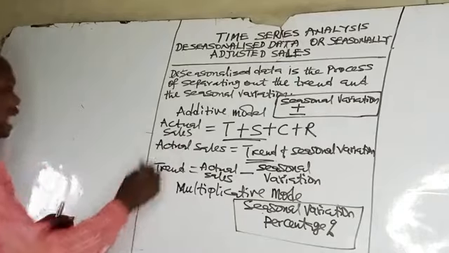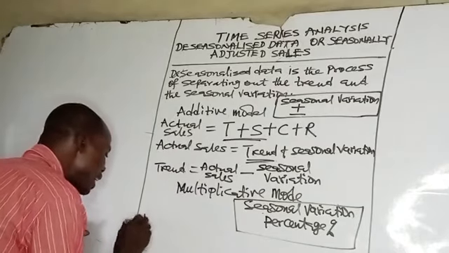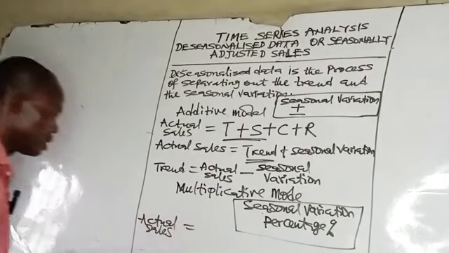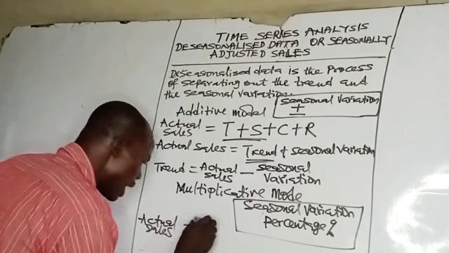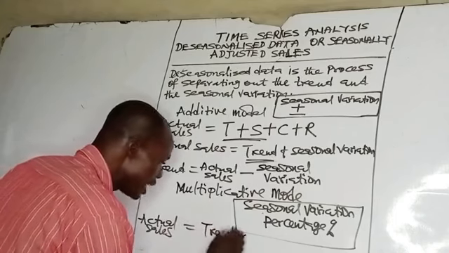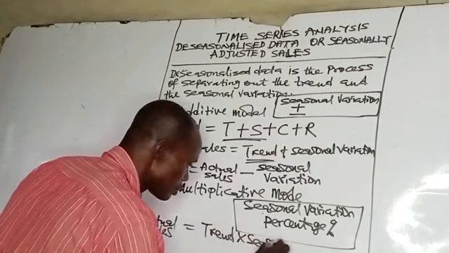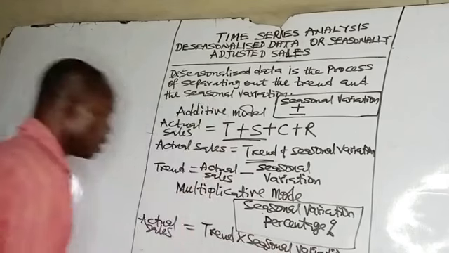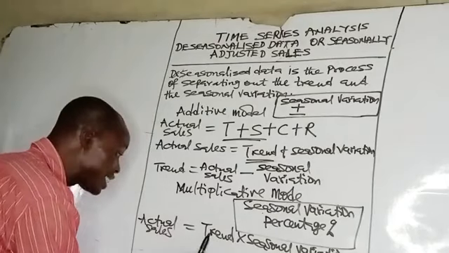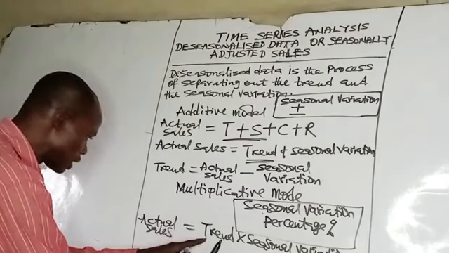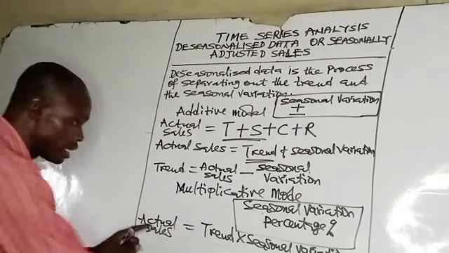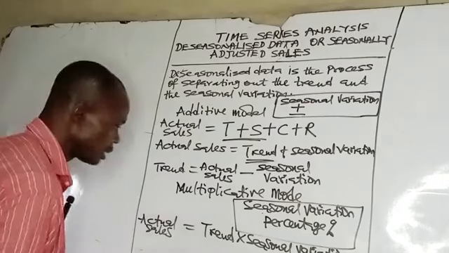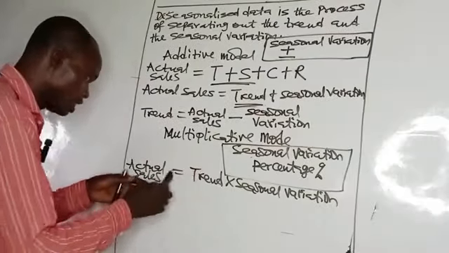So, now the multiplicative model: actual sales using the multiplicative model will be equal to trend times seasonal variation. So, to estimate the deseasonalized sales, which is the trend, you make your trend the subject of the formula. You have actual sales over seasonal variation. That will give you the trend. These are the two models in time series.